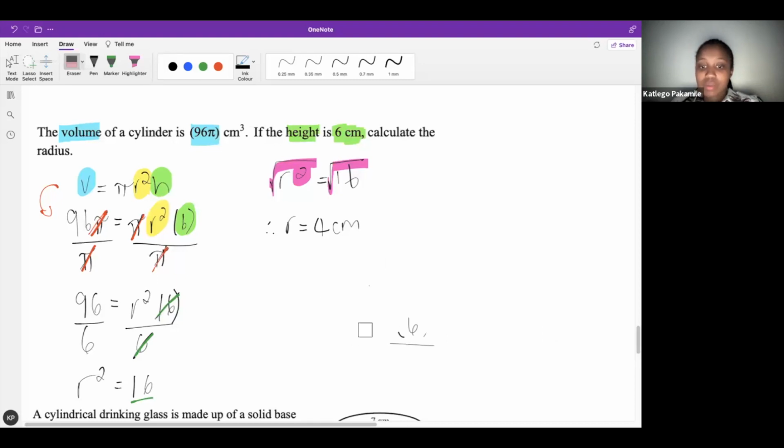Anyone willing to tell me how we got to 8? You were using the perimeter. So you were using 2 pi r instead of pi r squared. So you were using 2 pi r h instead of pi r squared h. Okay, that makes sense.